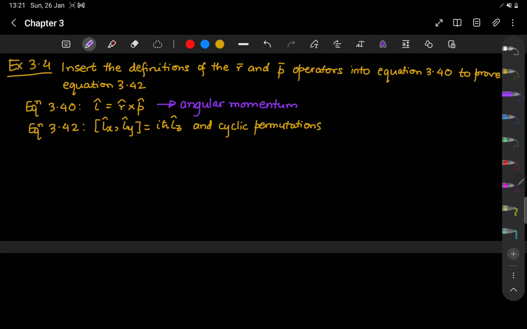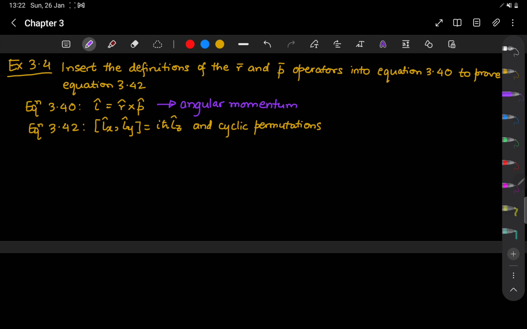And if you notice, the definition is analogous to the definition for angular momentum in classical mechanics, where we have the angular momentum as a cross product of position and linear momentum. So a similar definition is employed over here, completely analogous. Here, just these caps on top of these alphabets denote the operator notation.